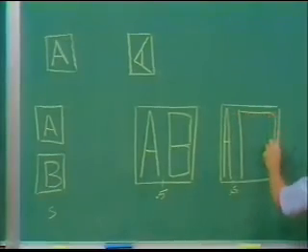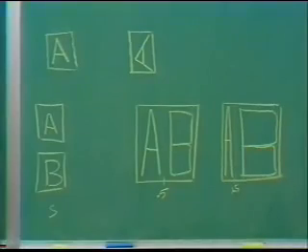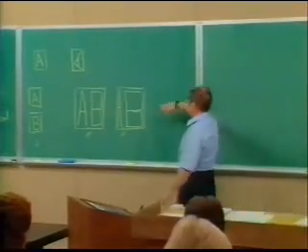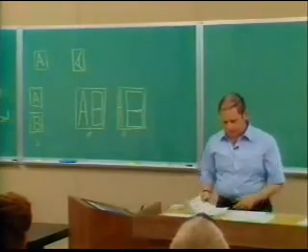So we draw something like that. Okay, so there's a means of combination beside. And similarly, there's an above, which does the same thing, except it puts them vertically instead of horizontally. Well, let's look at that.